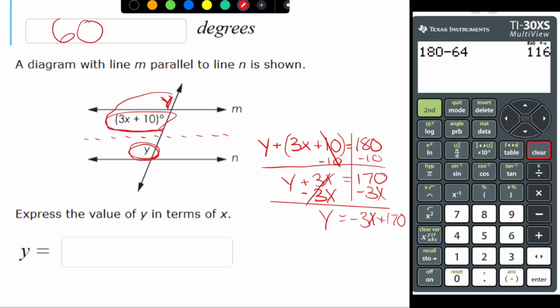But yeah. So you get Y equals negative 3X plus 170. And that's your answer.